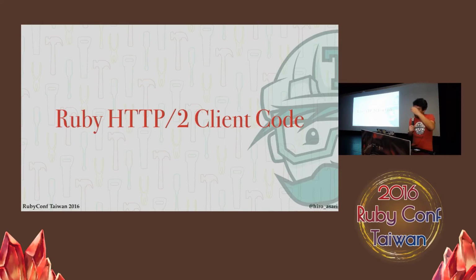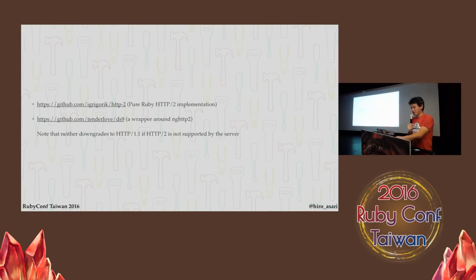What about the client? With the client, things are a little easier because there are two implementations. Can you read it? The links are going to be shared at the end, so don't worry too much. One is called HTTP-2 by Ilya Grigorik, which is a pure Ruby implementation, and the other one is called DS9, which is a wrapper around the nghttp2 library by Aaron Patterson.